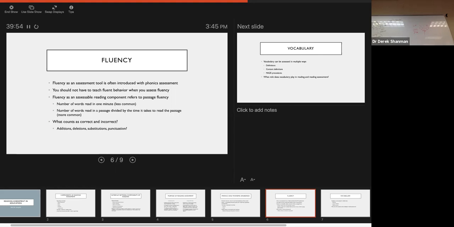How many words did you read per minute? How accurate were you with those words? That's all I care about. In that situation, I think the word has to be exactly what is on the page. I would go so far as to say the punctuation has to be exactly what is on the page.